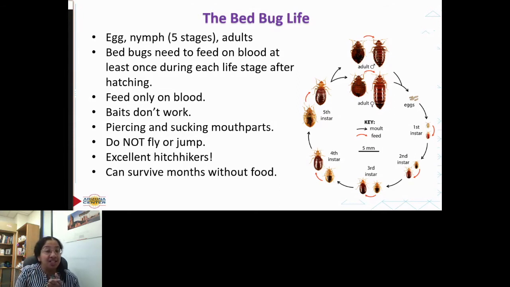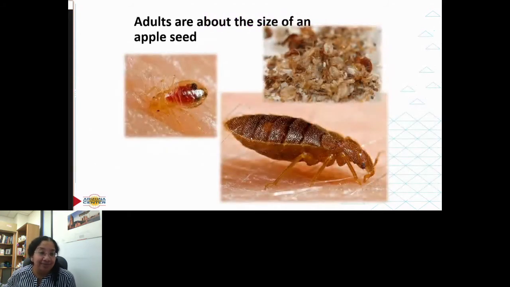They're excellent hitchhikers, right? So they can transfer from person to person through clothing or other objects that we carry. They can transfer between furniture, articles. They're great hitchhikers. So those are some facts about bed bug behavior that we can use, okay, in management. And how can I talk about bed bugs and not show you pictures? How can I do that? So here are some great bed bug pictures.